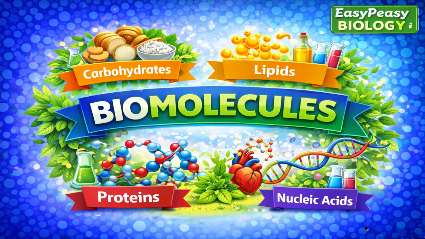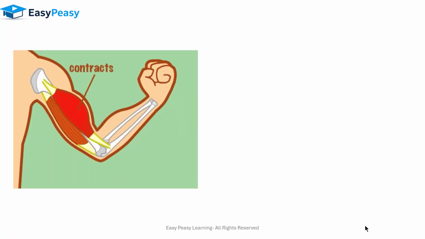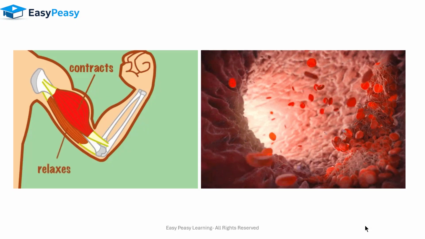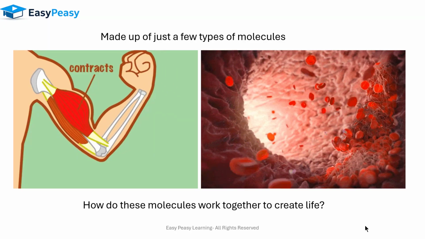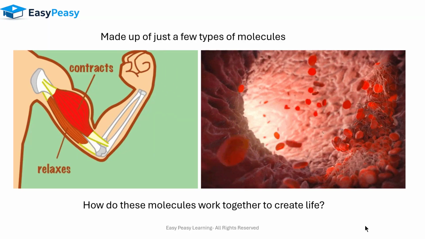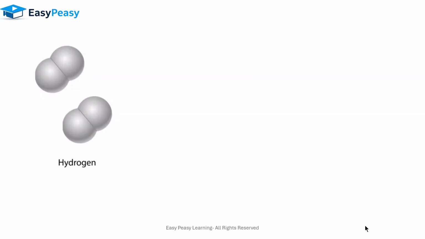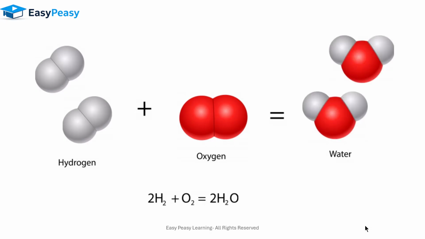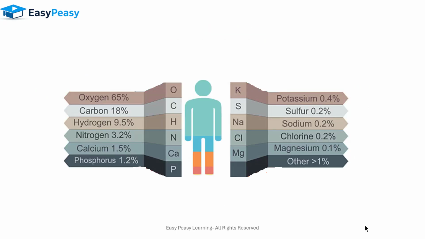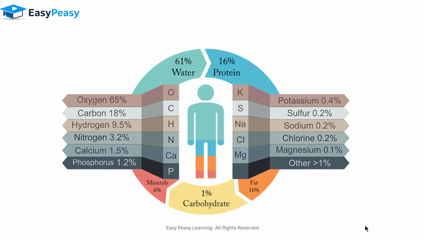Today's topic is called biomolecules. From our muscles to our blood cells, we are made up of just a few molecules. Now let's see how these molecules work together to create life. As we know, elements like hydrogen can combine with elements like oxygen to make a molecule called water. So water is a molecule. Just like that, all the bioelements that we discussed in the previous video combine together and make biomolecules.